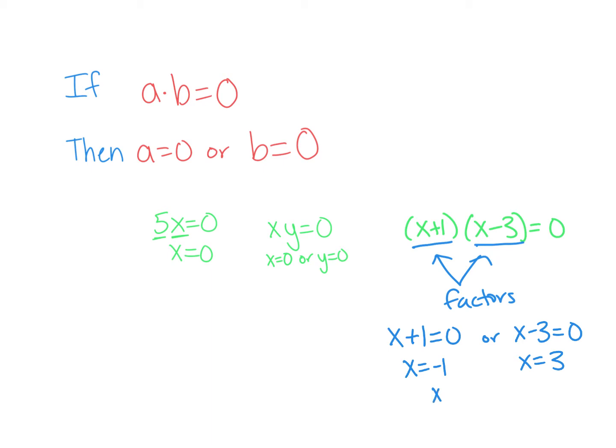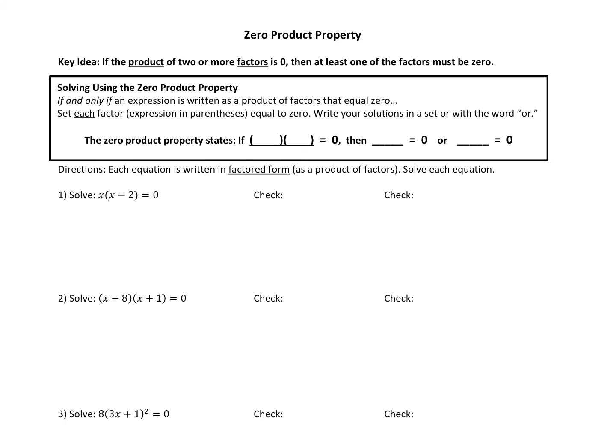So we could say x equals negative 1 or x equals 3 and write that as your answer, or you could write this as a set in a list in brackets. Notice that it is not an ordered pair because it is not a point, it is a set of numbers. Let's do some examples in your notes.